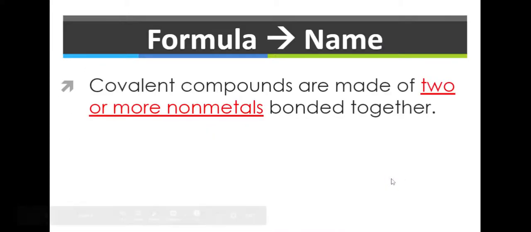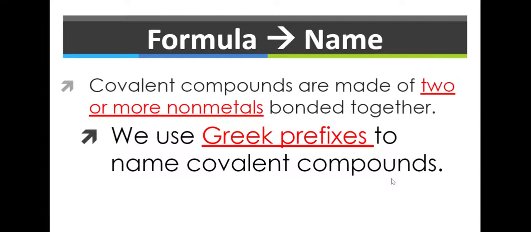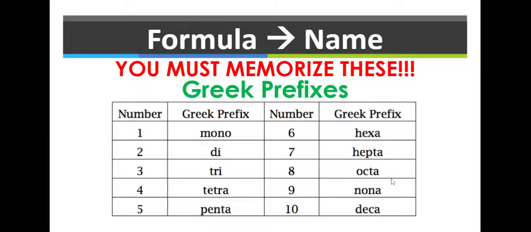Okay? So how do we create a name? How do we create a formula for covalent compounds? Well, covalent compounds are made up of two or more nonmetals that have bonded together. And to name them, we use the Greek prefixes. You have to memorize these because they are not on any reference sheet. You have to memorize these.